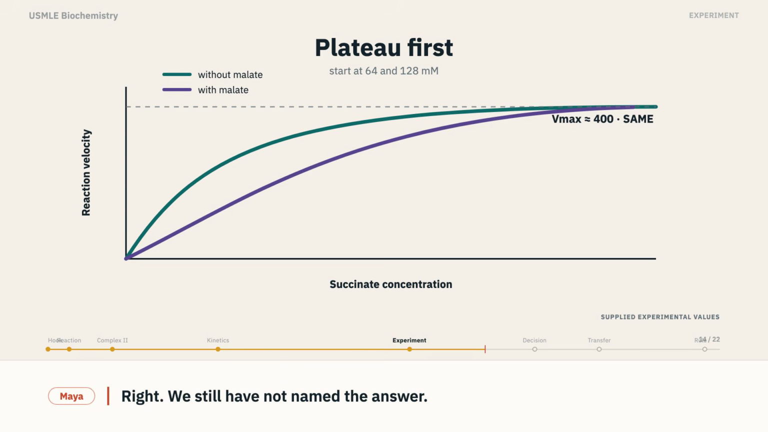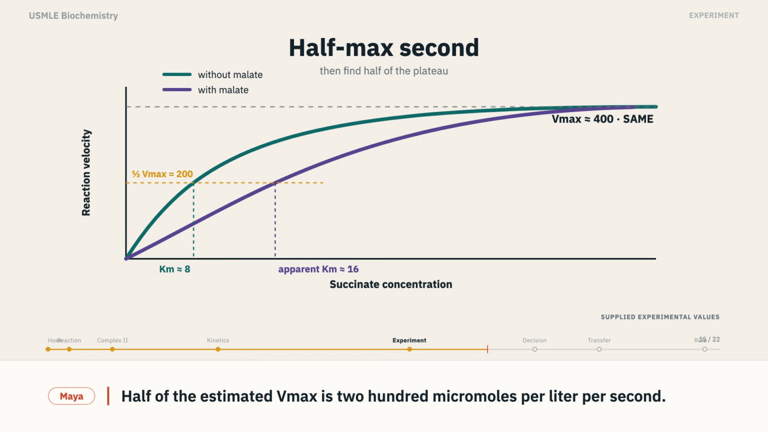Right. We still have not named the answer. We have established the first kinetic parameter. Half of the estimated Vmax is 200 micromoles per liter per second. Without malate, the table reaches 200 at 8 millimolar succinate. Km is therefore approximately 8 millimolar. With malate, 200 occurs at 16 millimolar succinate. The apparent Km is approximately 16 millimolar.